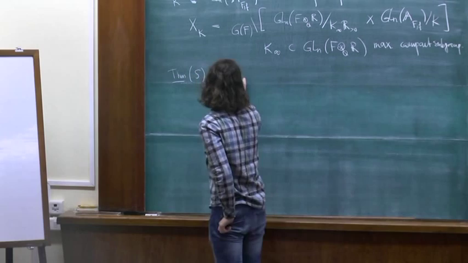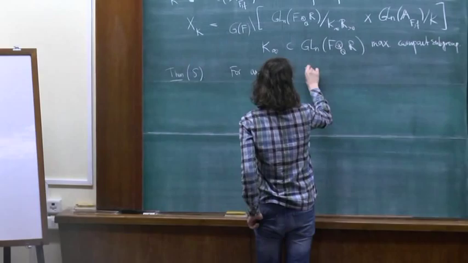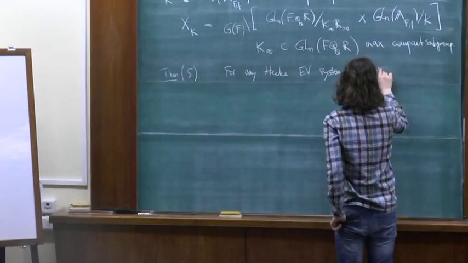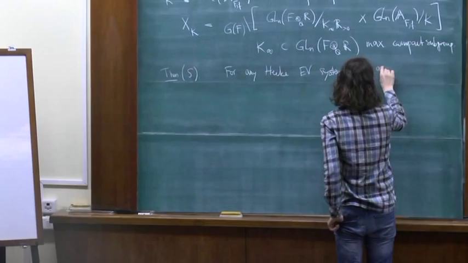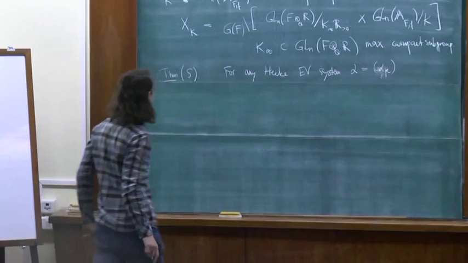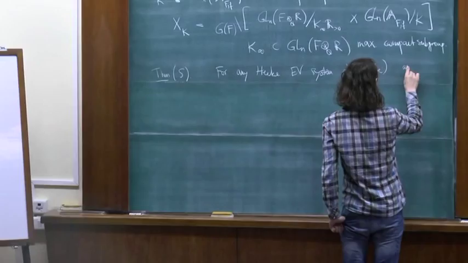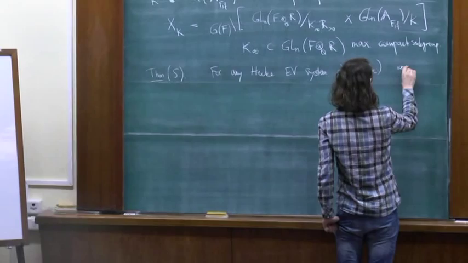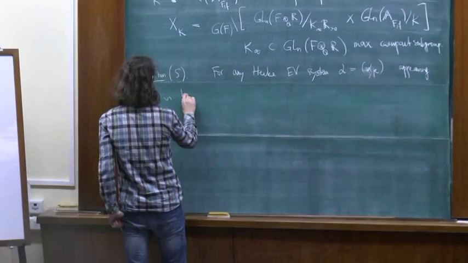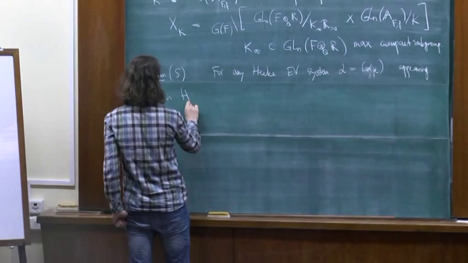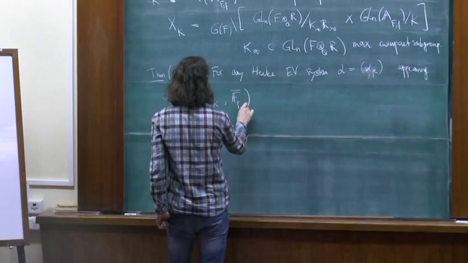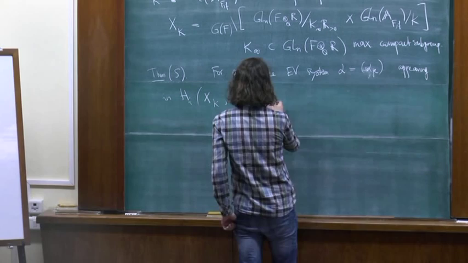For any Hecke eigenvalue system alpha, so a set of alpha_p's, where p runs over the prime ideals of this field F, appearing in the homology of this guy. So far, I've considered homology, so let me continue doing this. For any fixed prime number p, there exists a Galois representation.